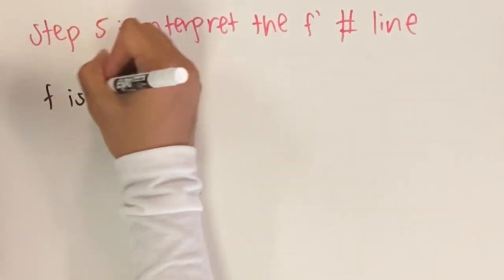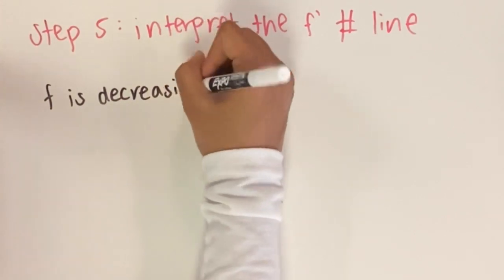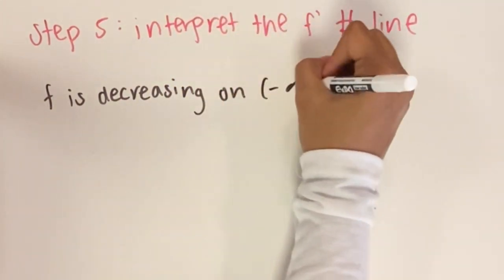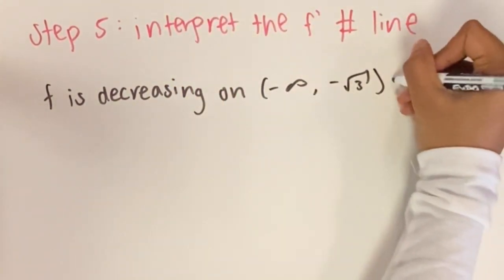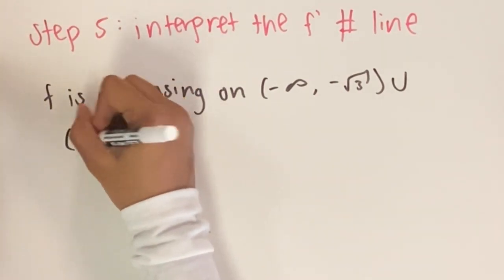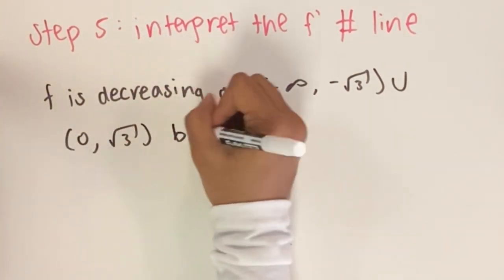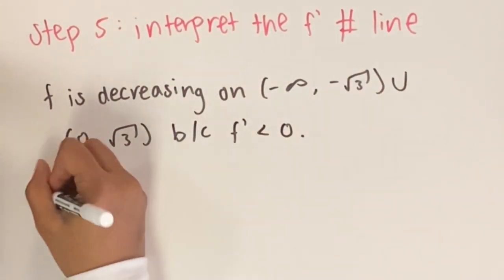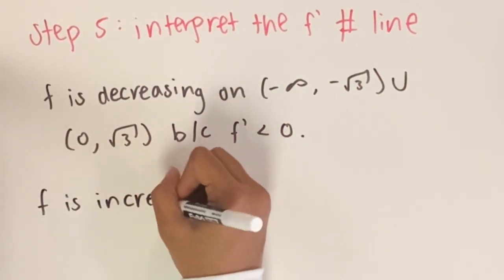F is decreasing on the interval -infinity to -root 3 and 0 to positive root 3 because f prime is less than 0. F is increasing on the intervals -root 3 to 0 and root 3 to positive infinity because f prime is greater than 0.